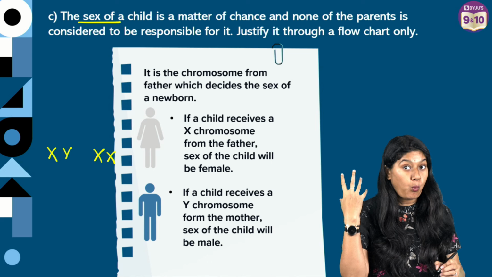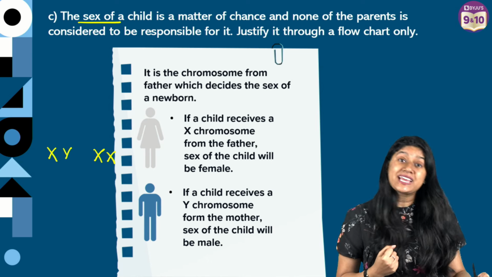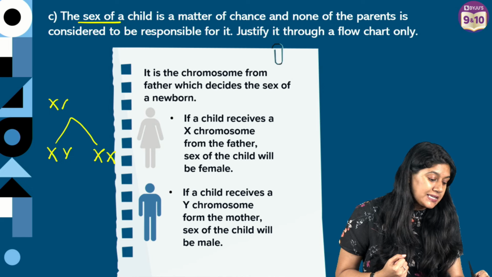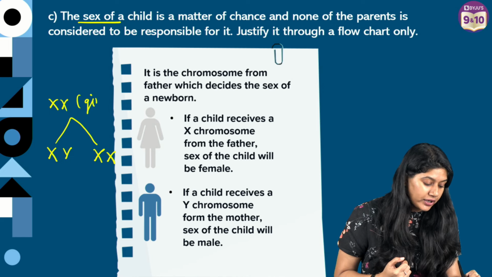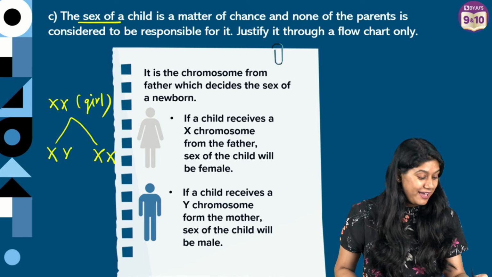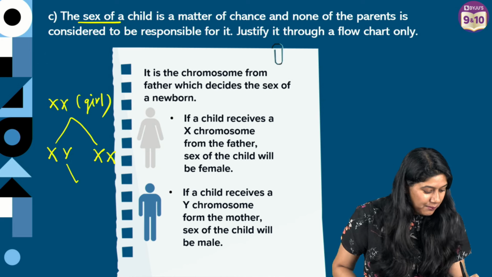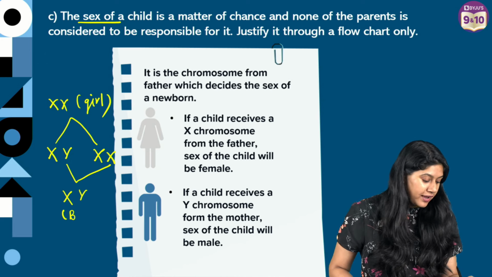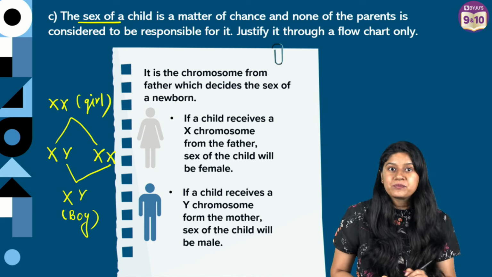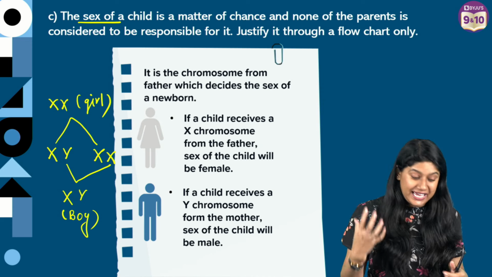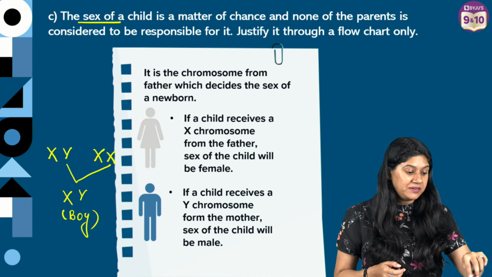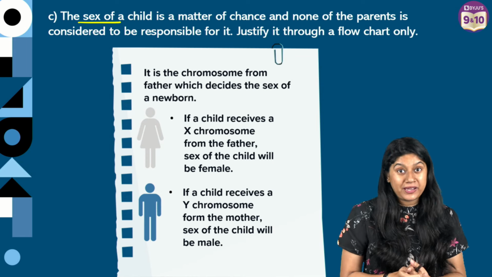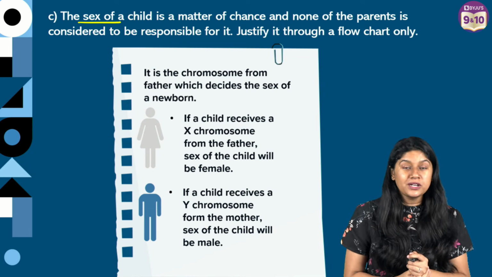In males, what can be the case over here? If this X chromosome and this X chromosome come together, we have X and X and we have a girl child. But if this Y chromosome comes together with the X chromosome, we have X and Y, and the child will be a boy. So we can clearly say that the sex of a child is definitely a matter of the parents' chromosomes, and of course the father is more responsible for it.